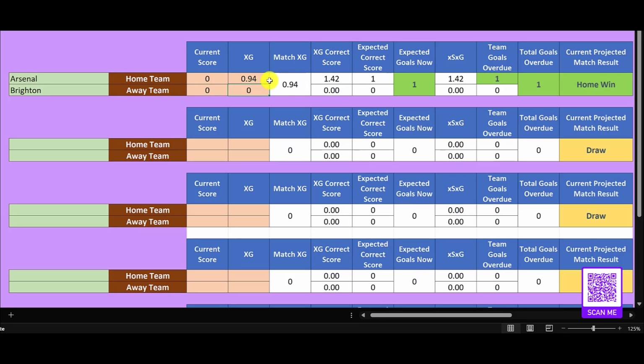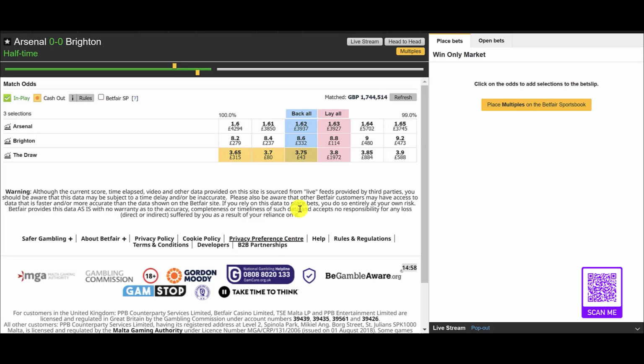And look, we can see it's definitely projected to be an Arsenal win now at this point. And they're overdue to score 1 goal. So this is probably the ideal time to back them.